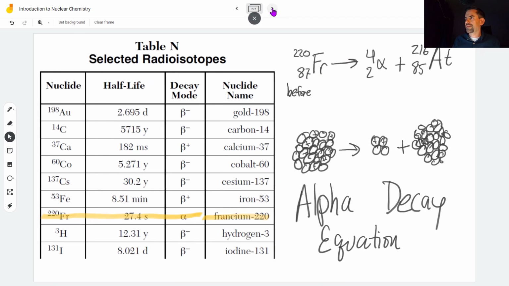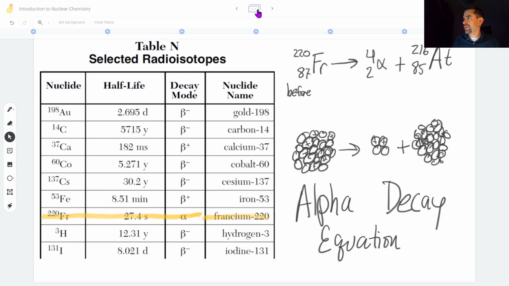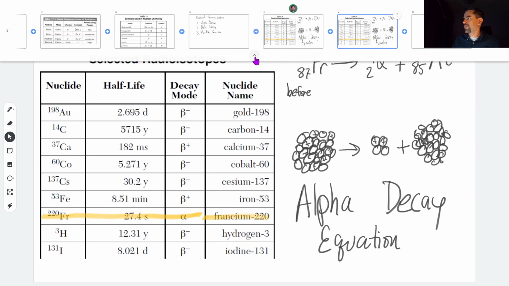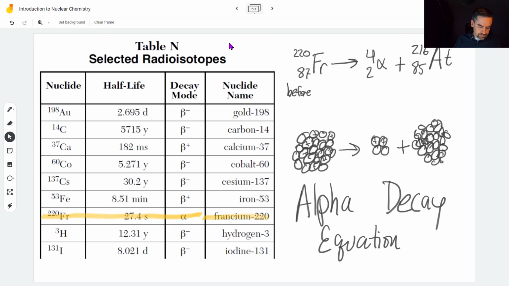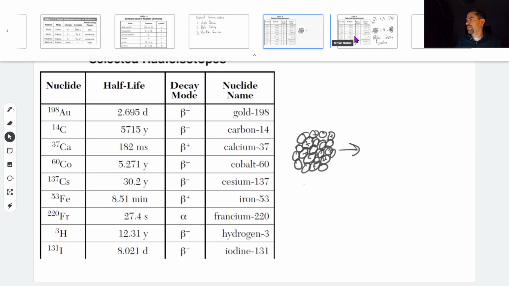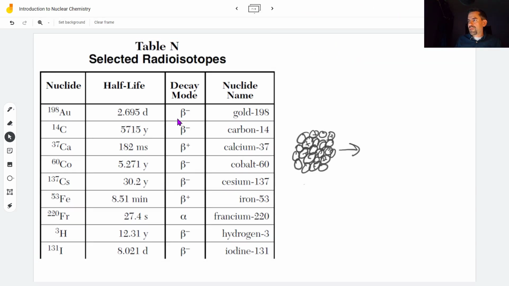Let's do beta decay next. We will get our table N. Actually, let's just make a copy of this, and then we'll erase our other things. All right, so now we're going to do a beta decay. I'm going to leave a large nuclide right there. So which one is a beta decay? We have these B minuses and these B pluses, right? Oh, I changed the wrong one. Let's move it over here. There we go. Okay, so we have our B minuses and our B pluses.